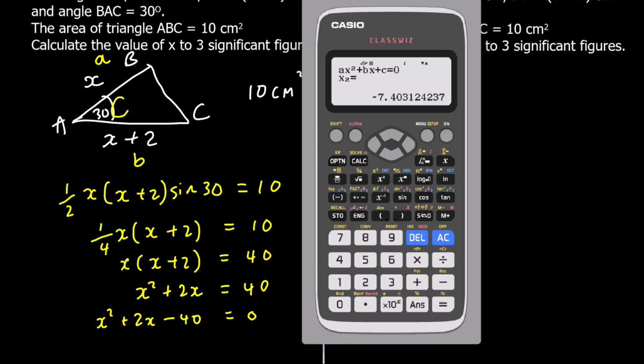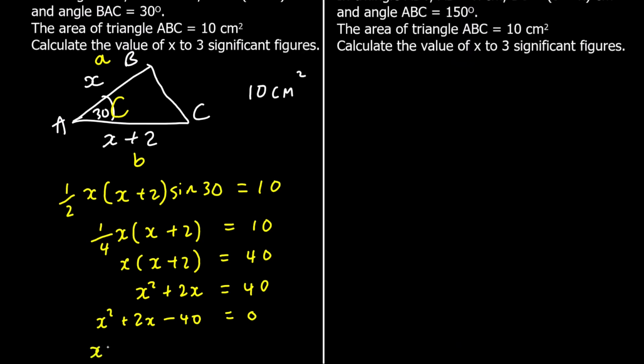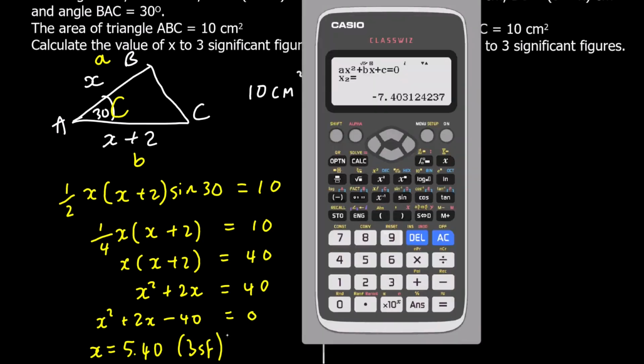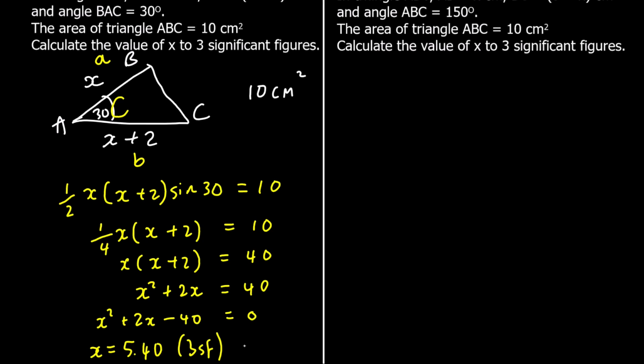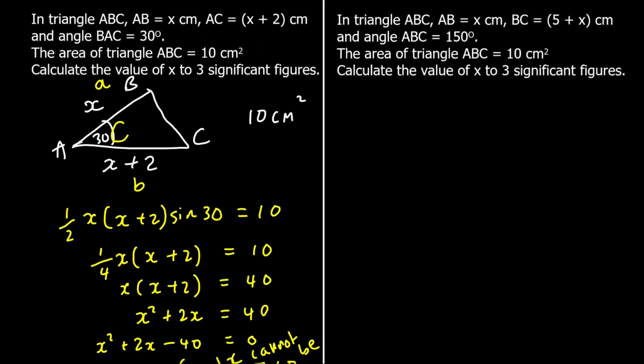The alternative is going to be negative. So x is 5.40 to 3 significant figures. And we're rejecting negative 7.40. x cannot be negative, as that would be a negative length. Cannot have a negative length. One for you to try. Give it a go.